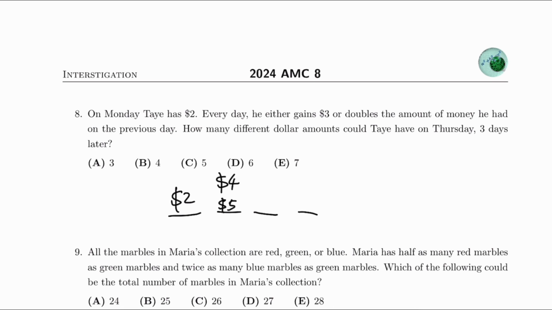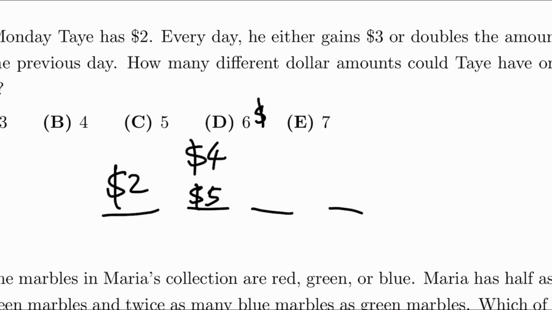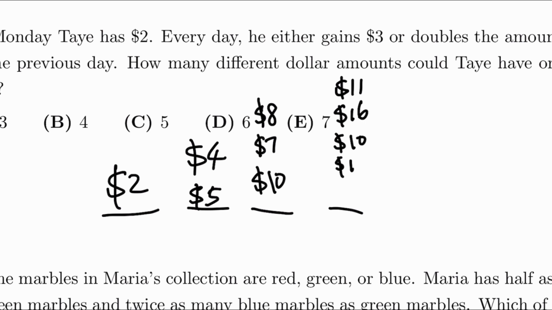Now we could either double the amount of money that gives you $8, or we could have plus 3 that gives you $7. Plus 3 for 5 gives you $8. That is a repeat, so do not write that down again. And we could have a double, which is $10. Now for $8 we could have plus 3, which is 11. Double is 16. For 7 we could have plus 3, which is 10. Double is 14. Plus 3 is 13, and doubling gives 20.